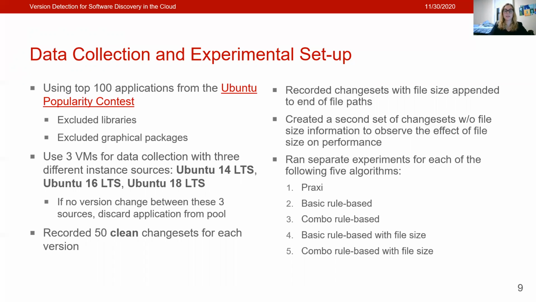We ran classification experiments individually for each of the 5 algorithms: Praxi, basic rule-based, combo rule-based, and basic and combo rule-based with added file size information. Each experiment was performed with tenfold class balance cross-validation.